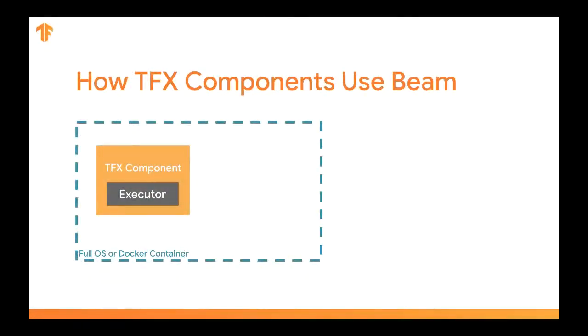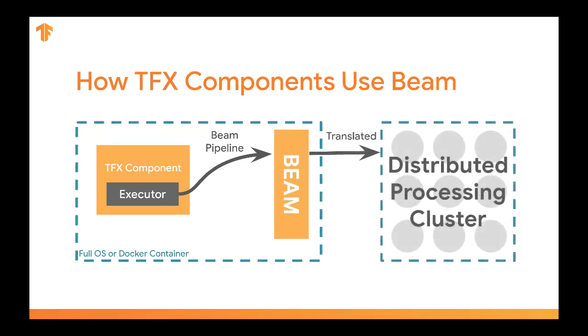Or looking at it a little differently, you have a component which is running somewhere, either a full OS or in a Docker container. The executor of that component uses Beam. And to do that, it creates a Beam pipeline using the Beam SDK, which then is sent to a distributed processing cluster to do that processing. That result is then sent back to Beam and translated to a Beam result, which is returned to the executor of that component.